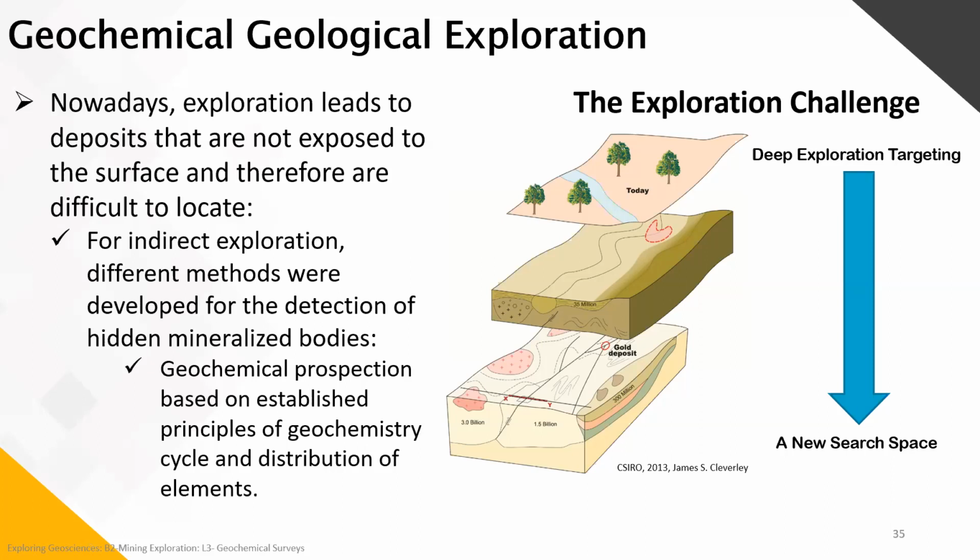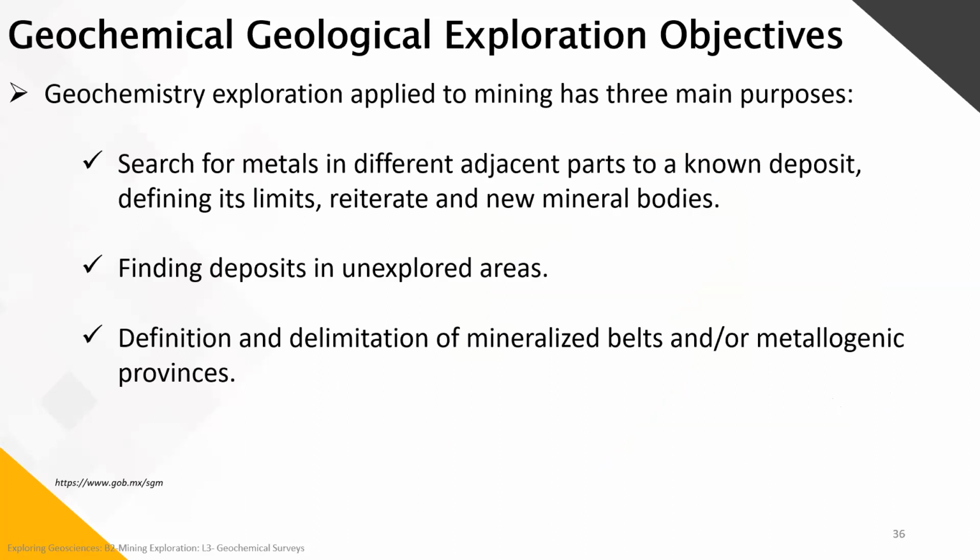Geochemical prospection based on established principles of geochemistry, cycle, and distribution of elements is crucial in these studies. Geochemistry exploration applied to mining has three main purposes. It will help to search for metals in different adjacent parts to a known deposit, defining its limits, and find new mineral bodies. It will help also finding deposits in unexplored areas, and finally help to characterize the definition and delimitation of mineralized belts and or metallogenic provinces.